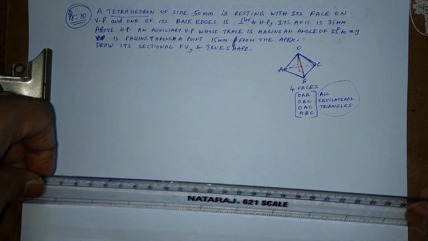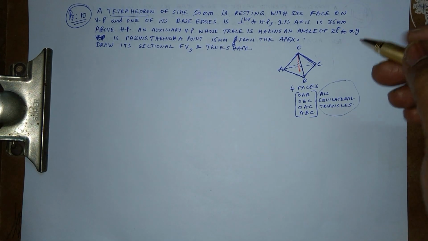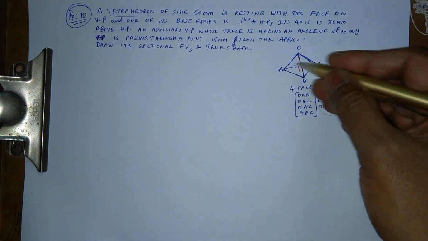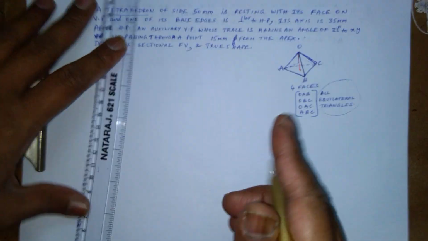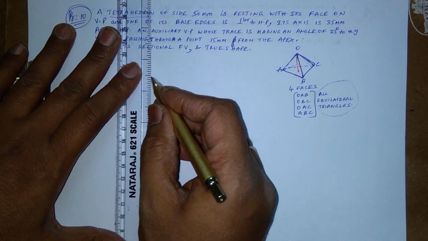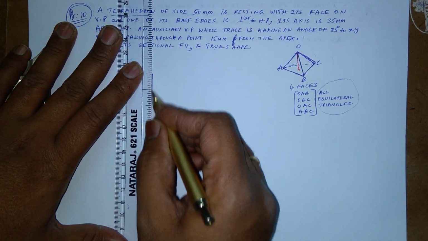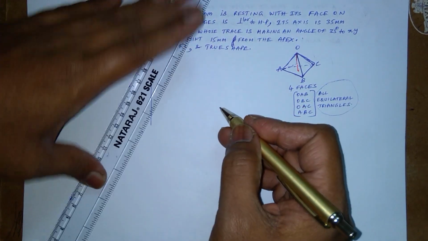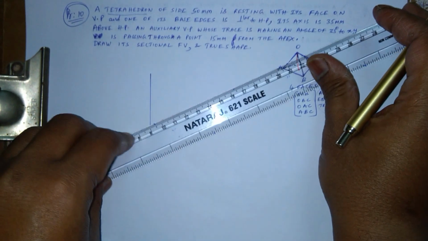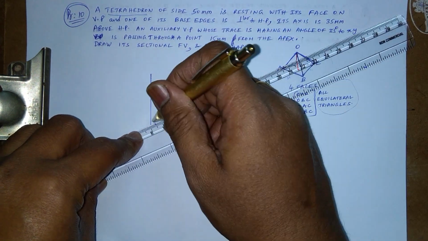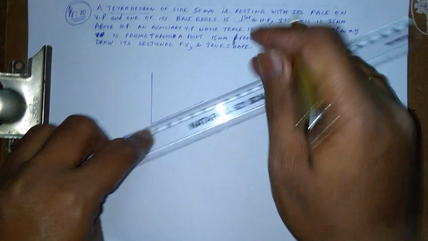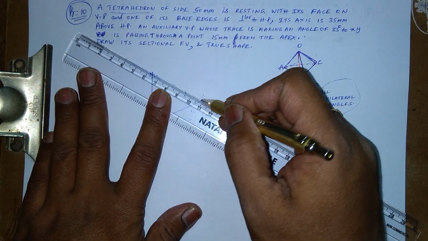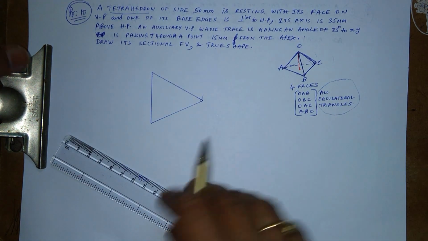Okay, let us get to the base shape. Where is the base shape now? Since it is with its face on VP, one of the faces is resting on VP, so I'll just start off with the base shape. I'm taking one of the base edges perpendicular to HP. That's the reason why I'm taking it like this. This is an equilateral triangle, so I'll just take whatever side this is, then get my equilateral triangle. This is my equilateral triangle.